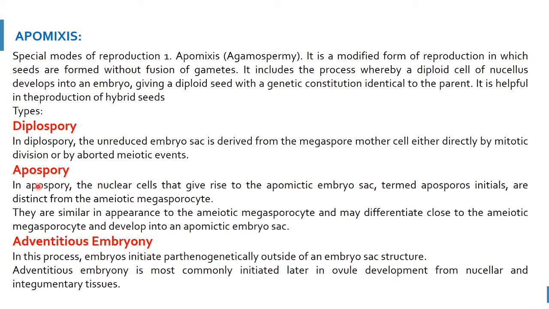Then there is the term apospory. In case of apospory, the nucellar cells give rise to an apomictic embryo sac, also known as aposporous initial. Meaning the diploid cells covering the megaspore cells or megasporocyte differentiate and form an ameiotic megasporocyte, which then further forms the apomictic embryo sac.